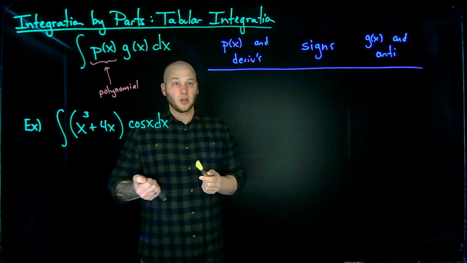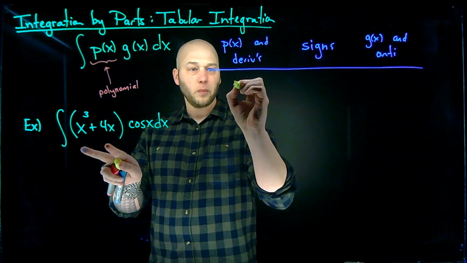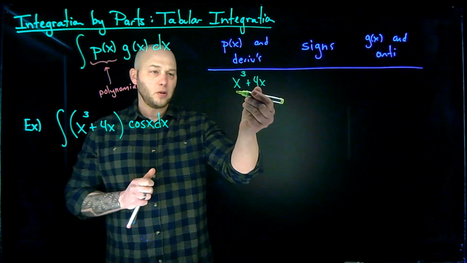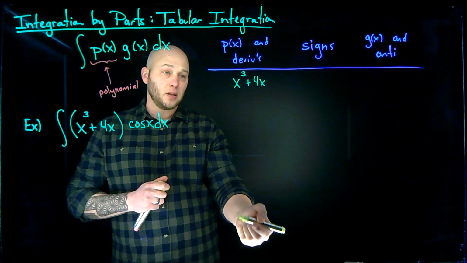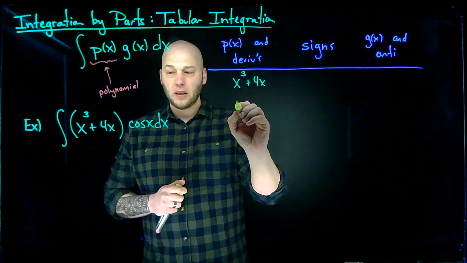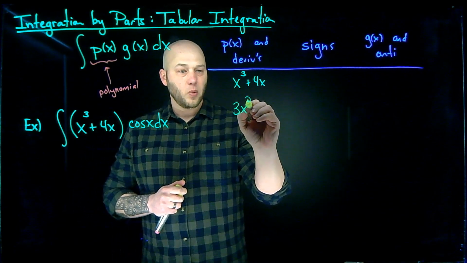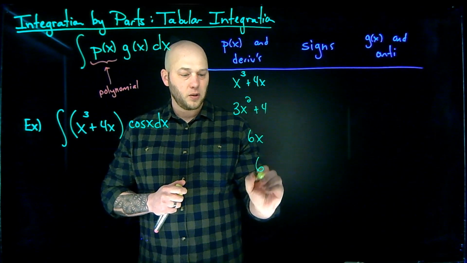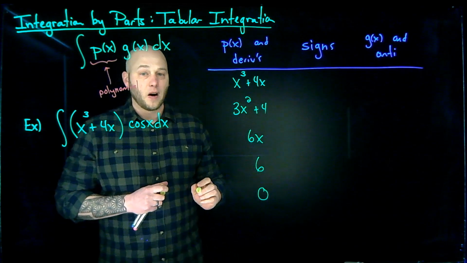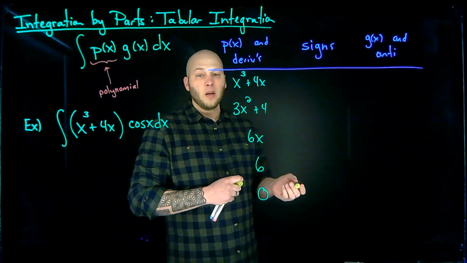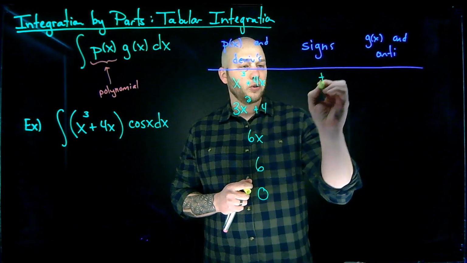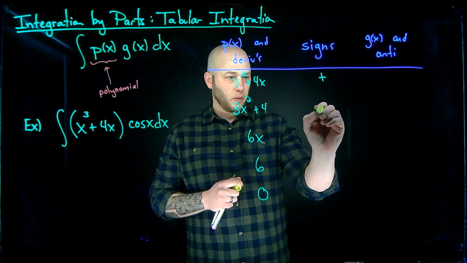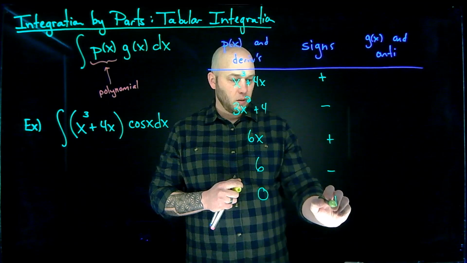What I'm going to do is I start by taking the polynomial term, so I'm going to record that at the top, so x cubed plus 4x. And I'm going to repeatedly differentiate this until I get to 0. That means I would get 3x squared plus 4, 6x, 6, and 0. Now for the middle column, starting with positive, I'm going to alternate the signs, 1 for each row until I get down to 0. So plus, minus, plus, minus, plus.